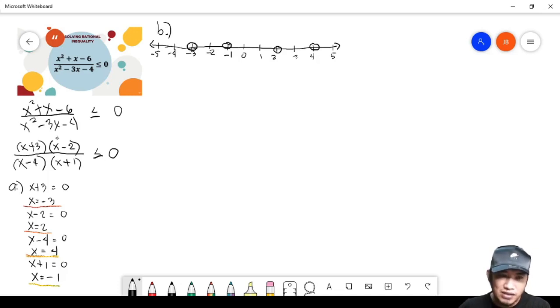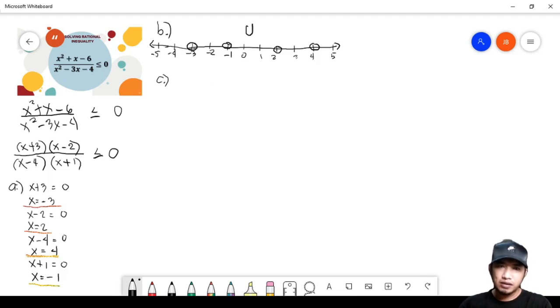Pansinin nyo guys, si x minus 2 nasa gitna. O, di ba? Si positive 2. Sa numerator. Sa denominator naman, si x plus 1 nasa gitna din siya. So parang nagsama sila, no? Nasa pinagitnaan. So ibig sabihin, meron yung numerator natin and denominator natin is merong union na naganap. Meron siyang union. Right.